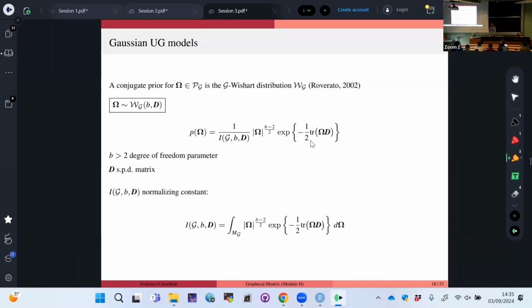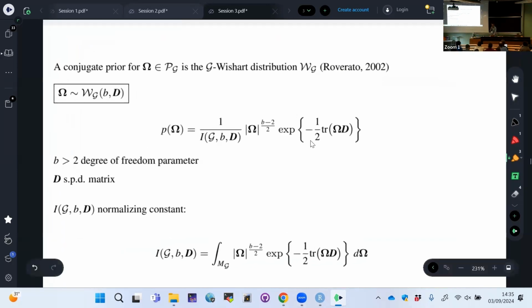A conjugate prior for omega, which is Markov with respect to an undirected graph, is the so-called G-Wishart distribution, W_G, where G emphasizes that this prior is not just on the precision matrix, SPD, but also Markov with respect to a graph G. So basically you have an extra parameter in the distribution. We say that omega is G-Wishart distributed if its probability density function can be written in this form here.